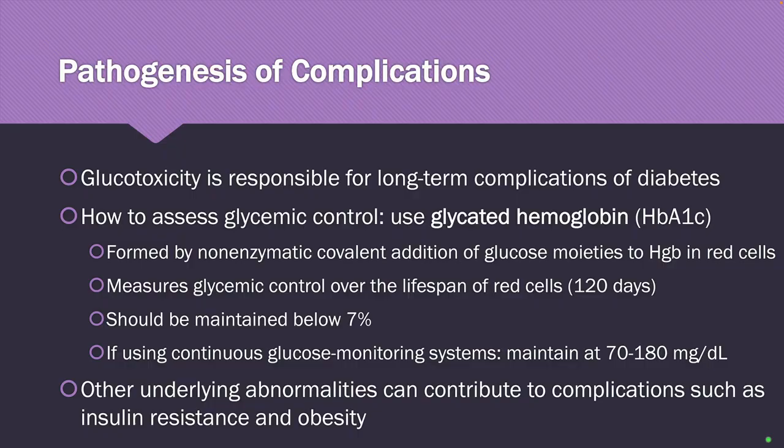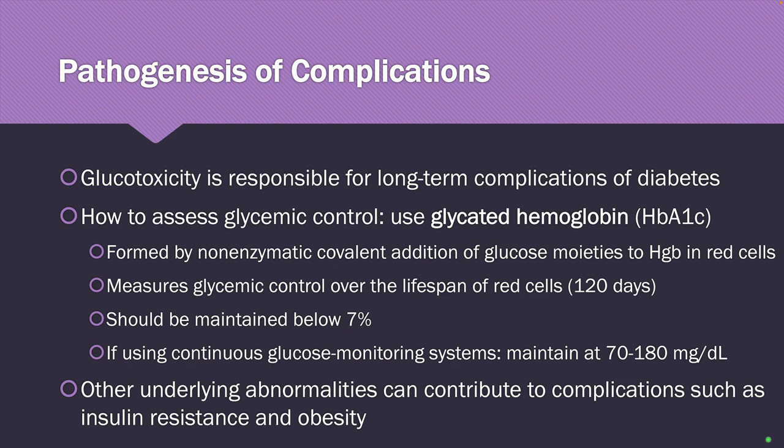How do these complications occur? Basically, yung pinaka-problem mo is glucotoxicity. So, glucotoxicity is responsible for the long-term complications of DM. So, how do you assess ngayon glucotoxicity? So, ibig sabihin, you need to have some way of measuring long-term glycemic control. So, this is why we use glycated hemoglobin or HbA1c. Now, HbA1c is formed by non-enzymatic covalent addition of glucose moieties to hemoglobin in your red cells.